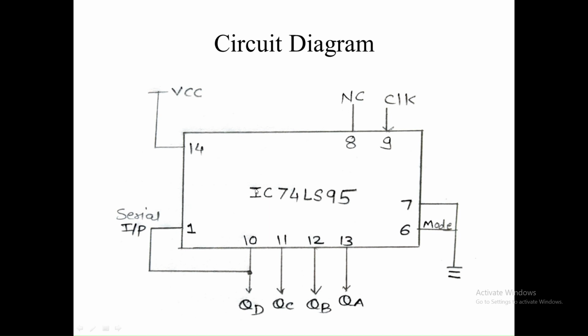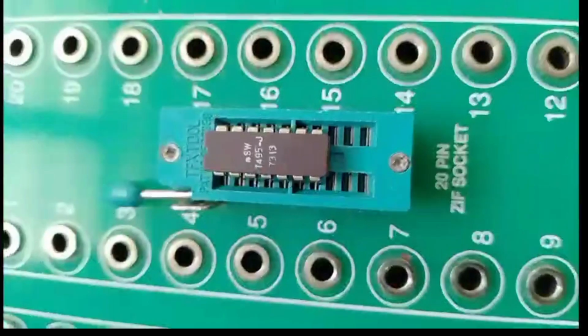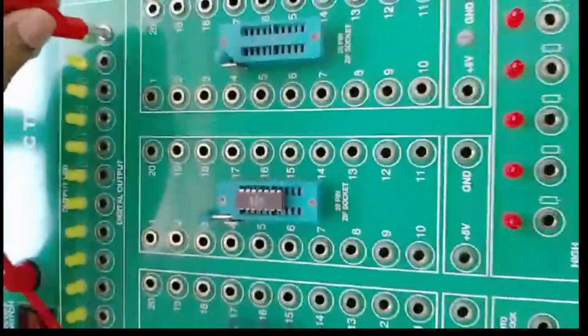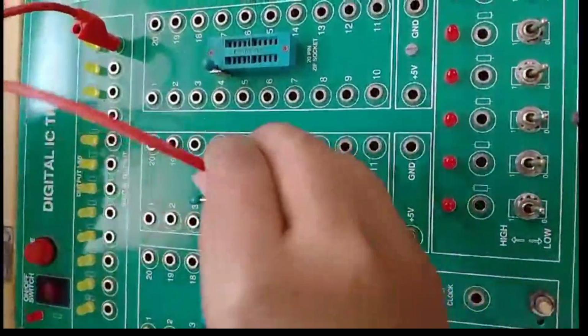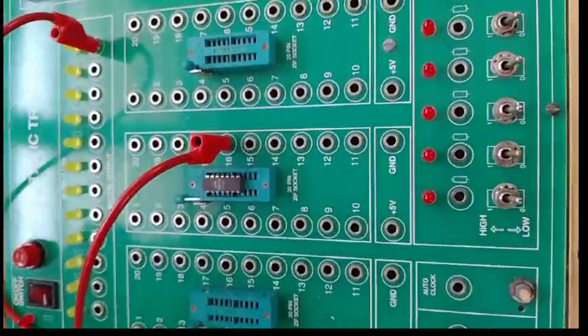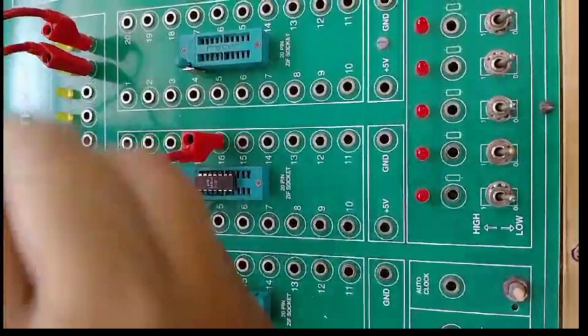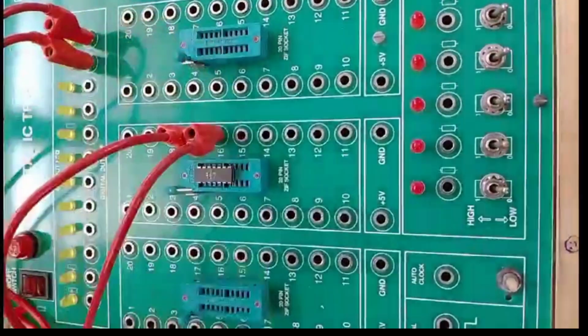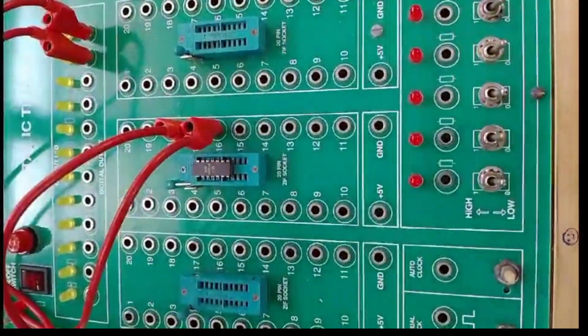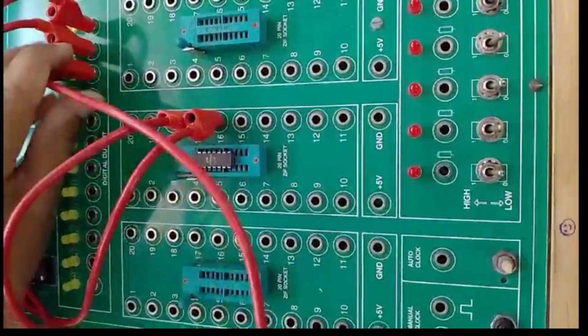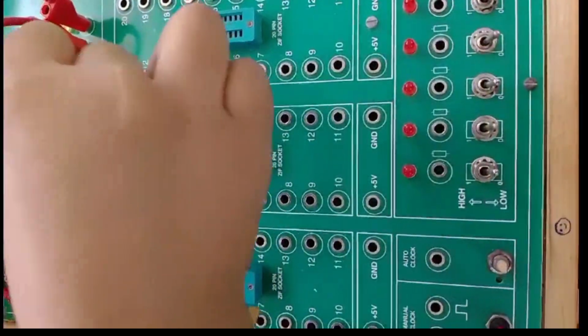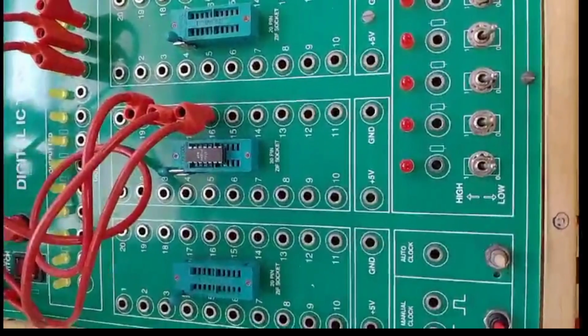This is the circuit diagram of the 4-bit ring counter. Now we can observe the same thing on the board by making the connections, and we can observe how this 4-bit ring counter really works. On the trainer kit, now do the connections. First, pin number 10 is connected to the LED. This is our QD. Next, QC is connected to pin number 11. Third, QB is connected to pin number 12. Next, QA is connected to pin number 13.